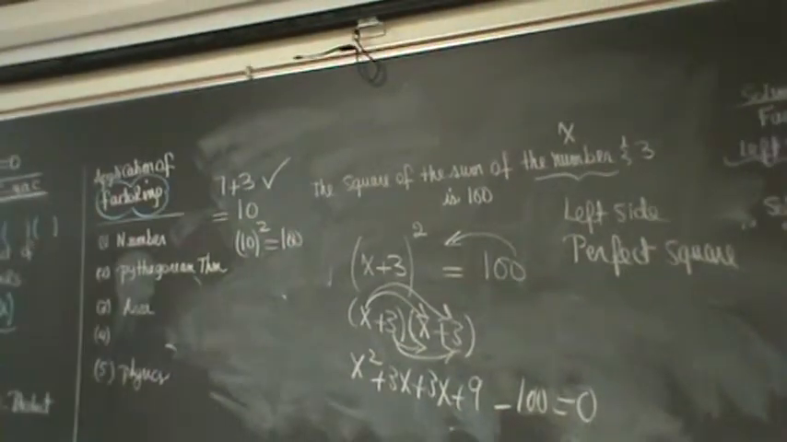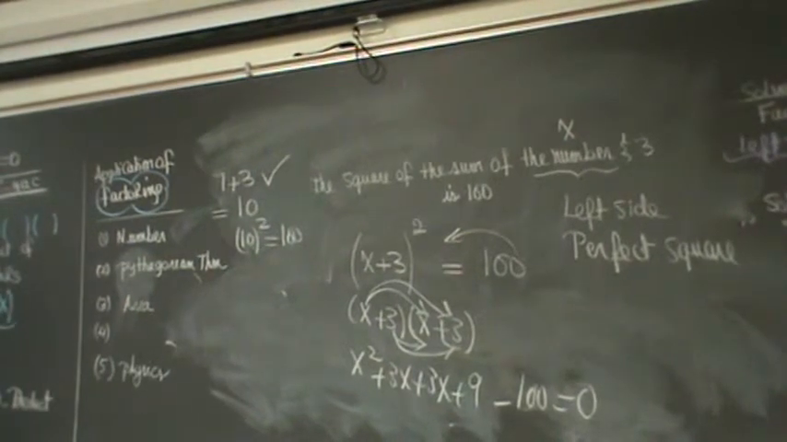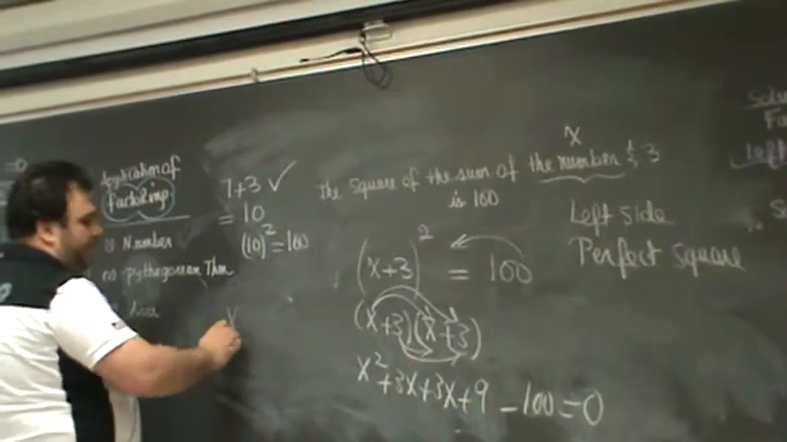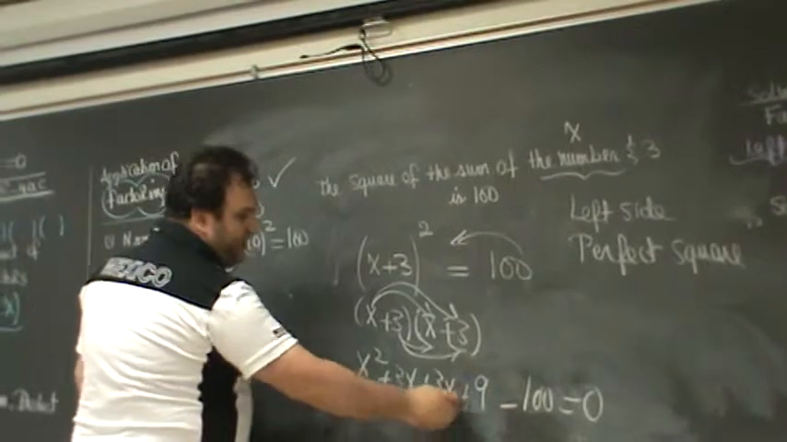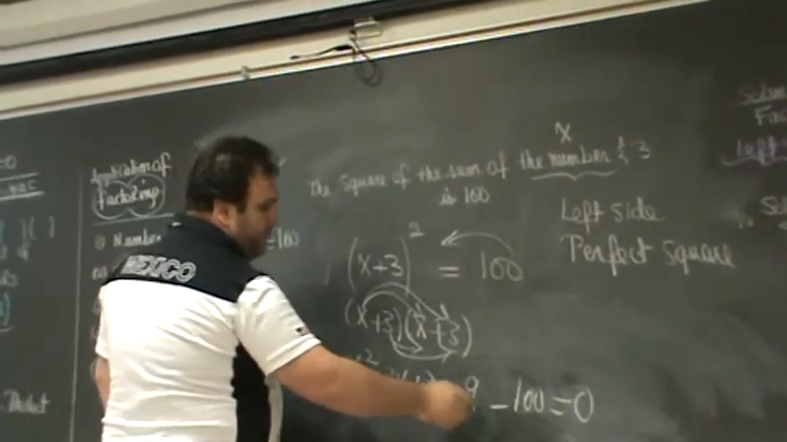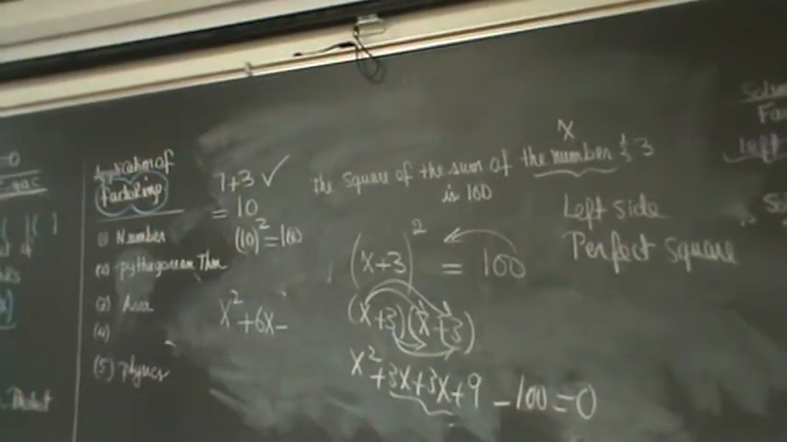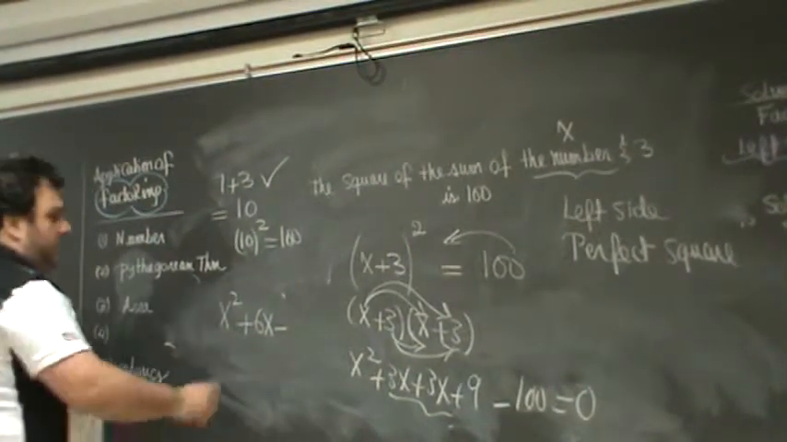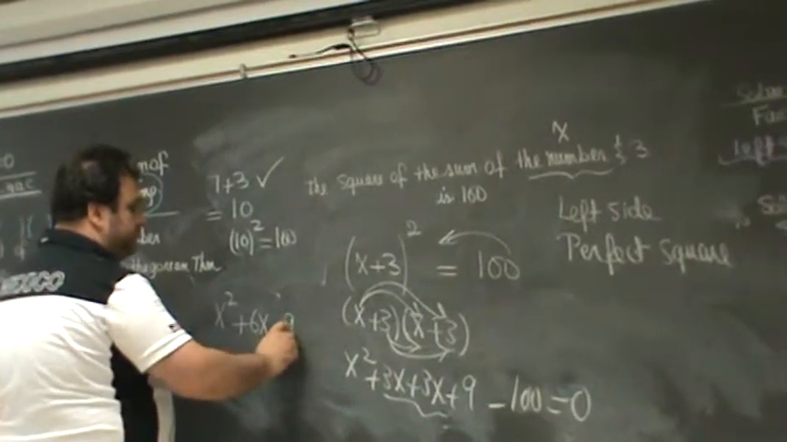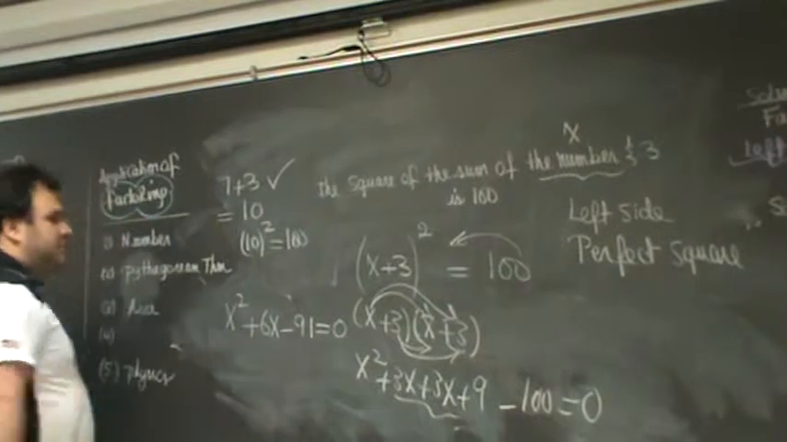And let me go ahead and combine like terms, right? So what happens when I combine like terms? I see x squared. What is 3x and 3x? 6x. And what is 9 minus 100? Negative 91. Equal to 0.